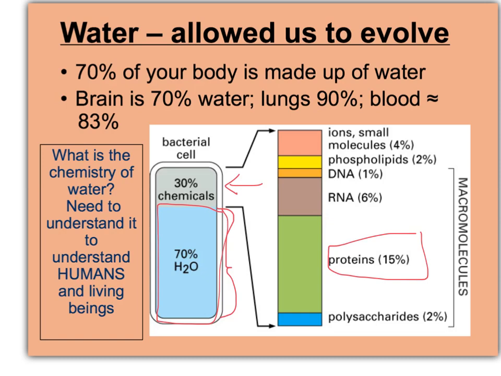So the chemical makeup of who we are is really important. A significant portion of it is proteins, 1% is DNA, and the rest are all these small molecules, which we're going to talk about, and how they play a role in you being a human.